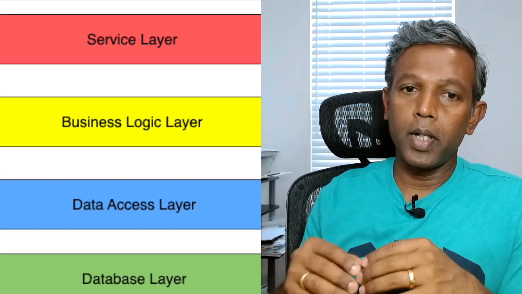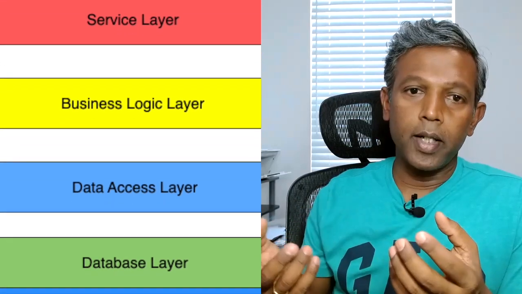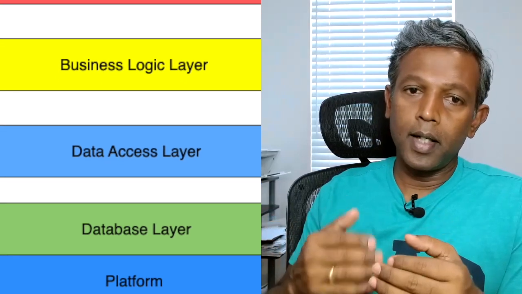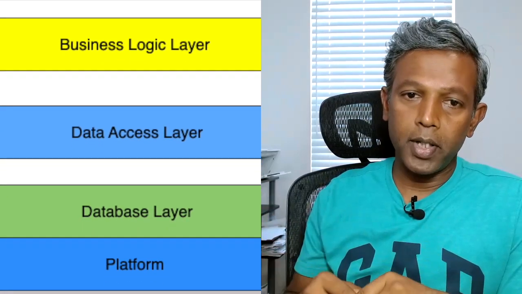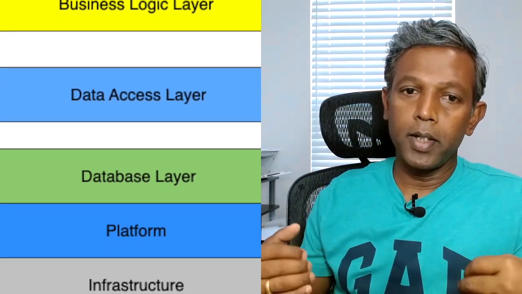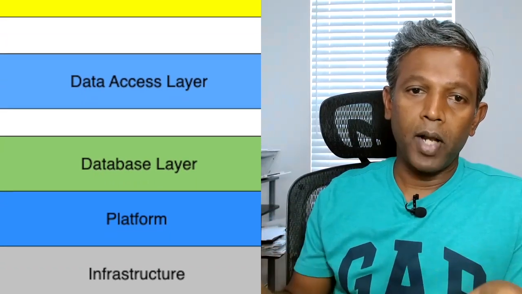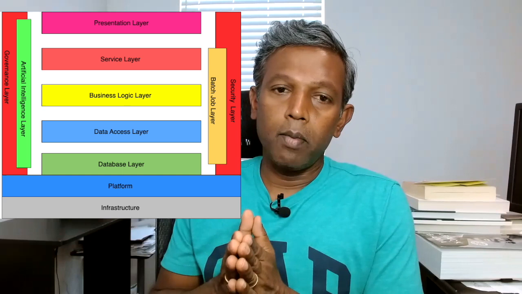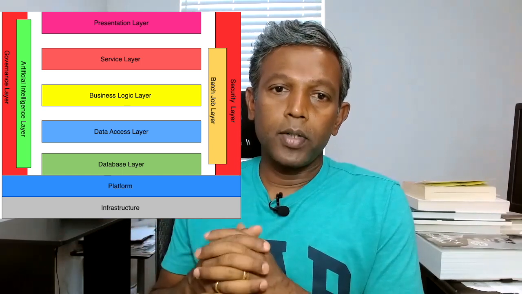Under that, there will be a service layer to talk to the data access layer, and the data access layer will connect to the database layer, and the database layer will be sitting on a platform, and the platform will sit on an infrastructure layer. And also, if you look at the side, there will be the batch job layer.